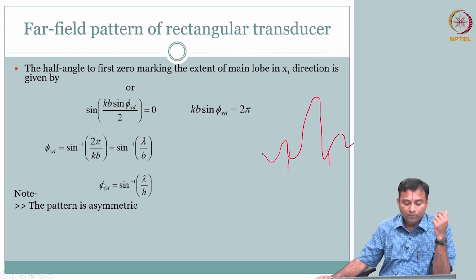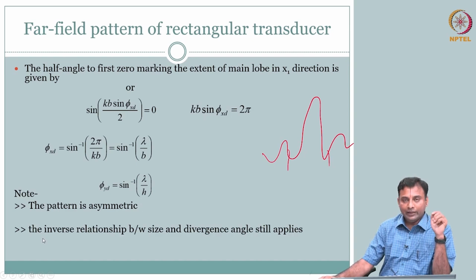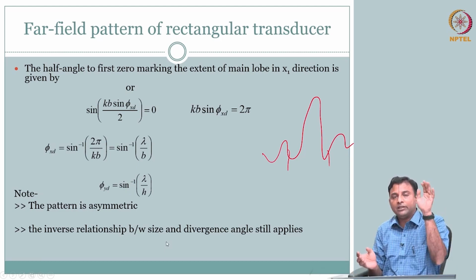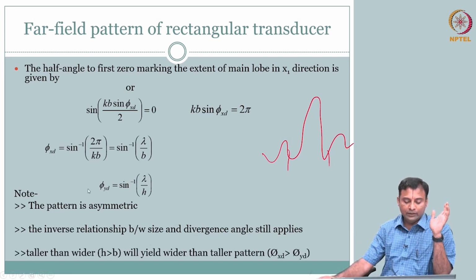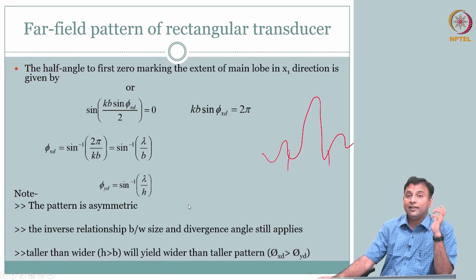The divergence is different in the different directions because the dimensions are different. One is b, the other is h. So, the inverse relation still holds good, that is, the larger the dimension, the less divergence in that direction. That is important. So, in this case, for example, a taller than wider transducer shape will yield a wider than taller pattern. This is very important.